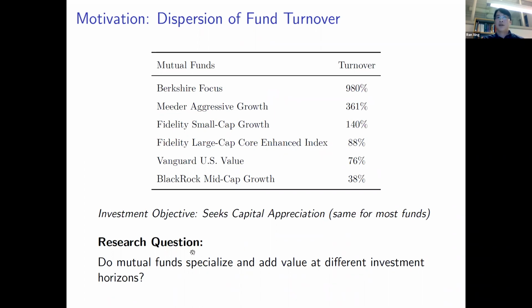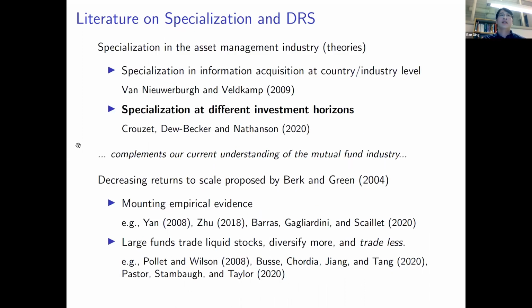So to be more specific, the research question of our paper is, do mutual funds specialize and add value at different investment horizons? Our work is partially motivated by a growing literature on specialization in the asset management industry. So nowadays it's more about theories. One of the first theories starts from Van Nieuwerburgh and Veldkamp 2009, which shows there are specializations in information acquisition at the country level, industry level, and perhaps also at the stock level.